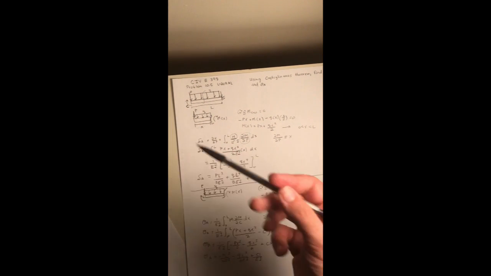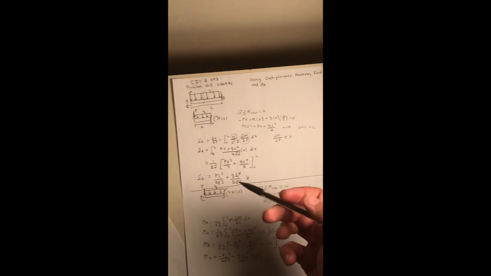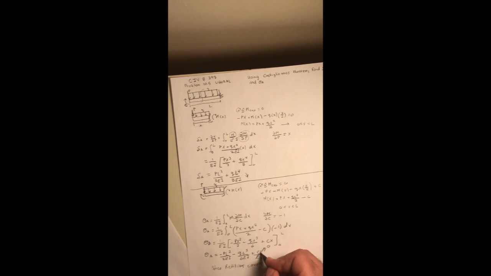Since C was basically a virtual moment that we applied, we can now remove it. So since it's a fictitious couple, set C equal to 0. And we're going to have this canceled out. And we're going to get our slope to be minus PL squared over 2EI minus qL cubed over 6EI.